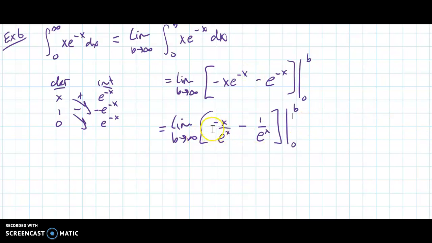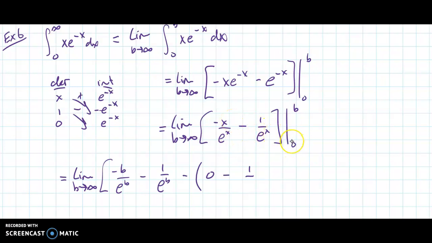Now, I'm going to go ahead and write it as an evaluated piece because I think it'll be easier to see. It is the limit as b goes to infinity of, all right, I got negative b over e to the b minus 1 over e to the b, minus, open parentheses, this thing evaluated at 0. So notice this is convenient. I get a 0 in the top, so it's 0. And then minus 1 over e to the 0 is going to give me 1. Close the bracket.